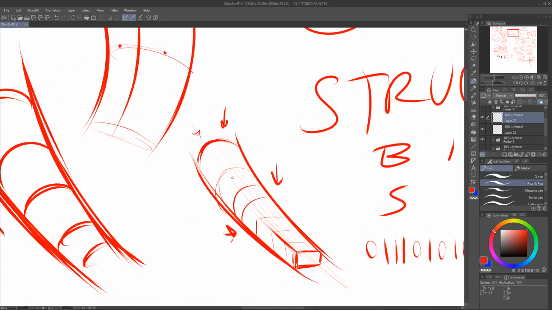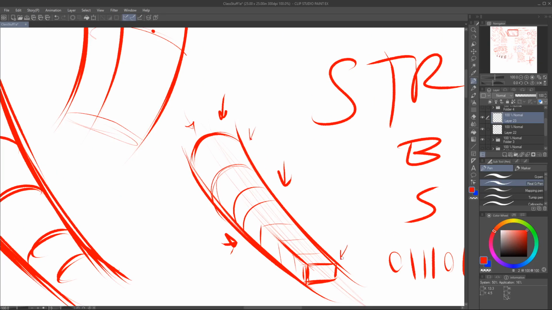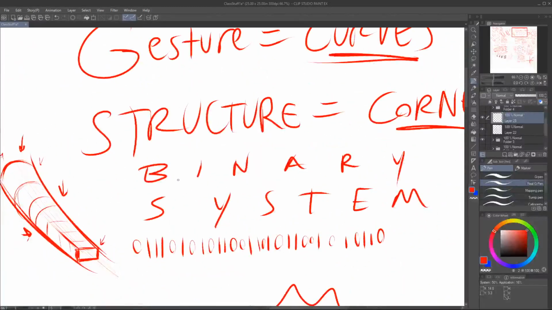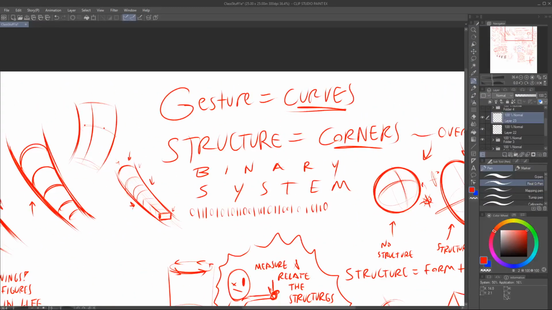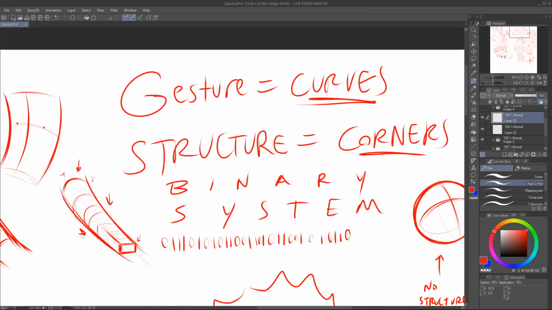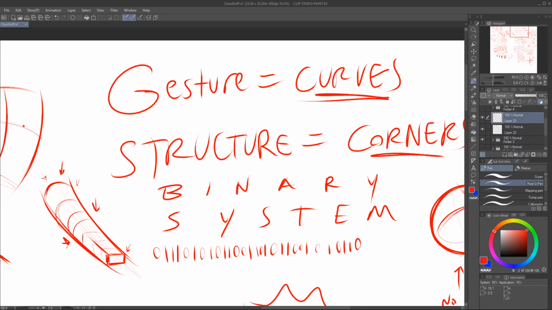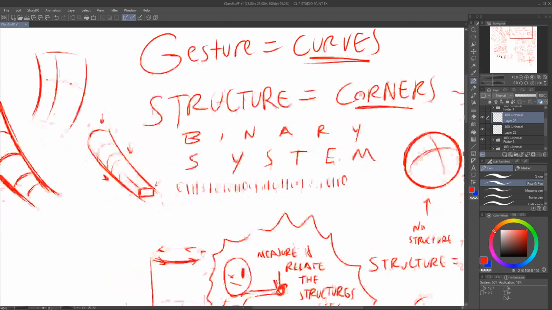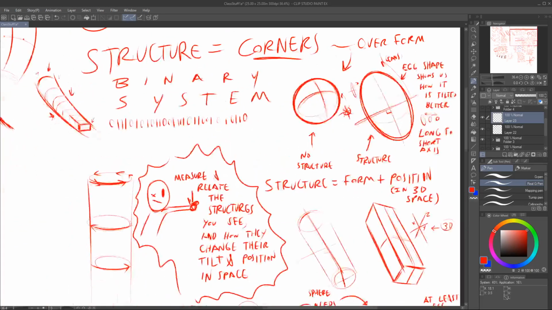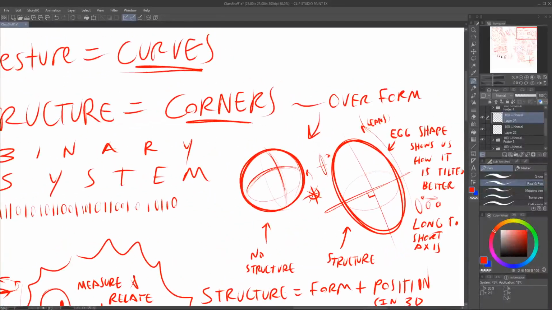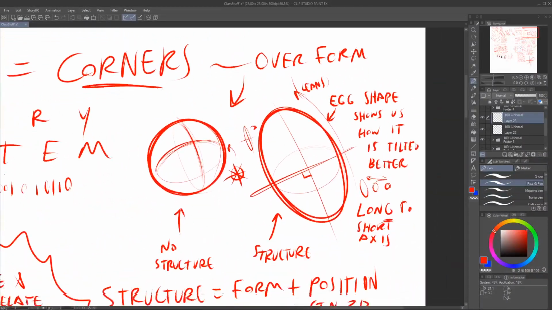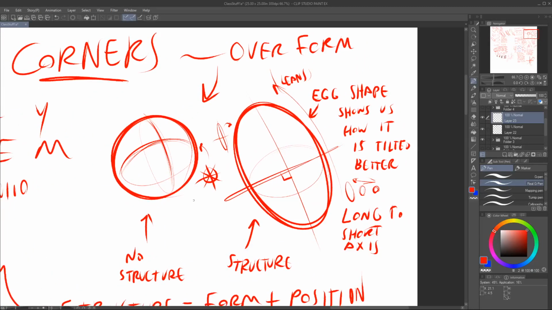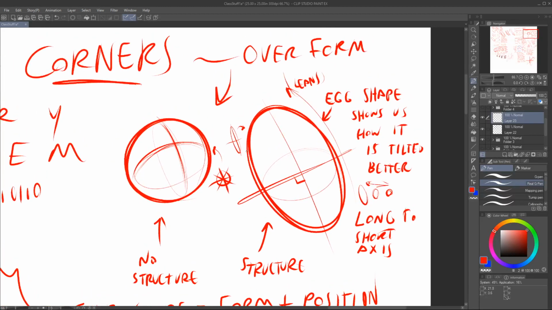And it includes the ellipses, and it includes that little cube end there. On this one, you can especially see this principle in action: on the basic forms of the forearm, you can really see how gesture is curves and structure is corners. So structure is corners over form. This is what I was talking about on the last page, actually demonstrated again. Might as well go over it again to reinforce it.